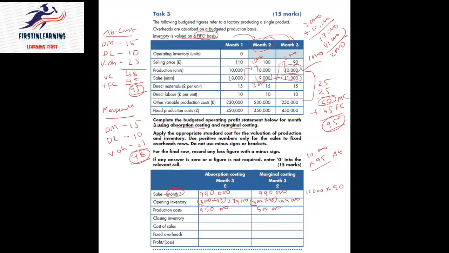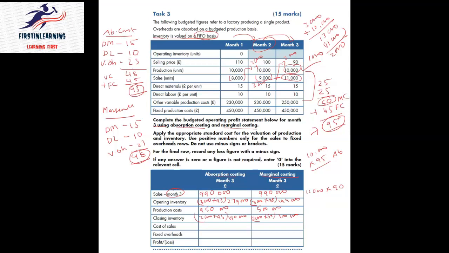So 2,000 units, I'm going to multiply 2,000 times the full price, that will be 95. So 95 that we have calculated here, so that gives you 190,000. And for this one we're going to multiply 2,000 times 50 for the marginal costing, that will give you 100,000.